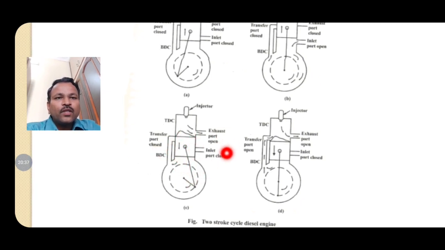So the crank makes only one rotation, 360 degrees. So the exhaust port is open. Through the exhaust port, hot gases go out.